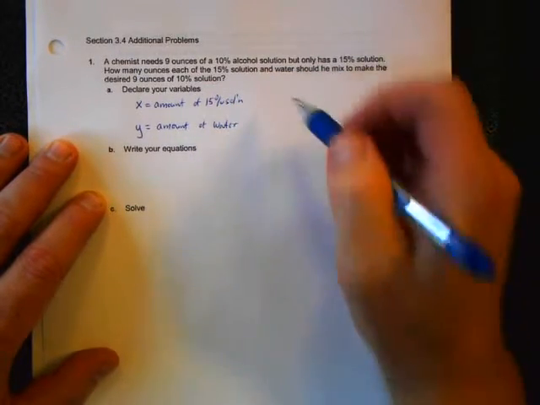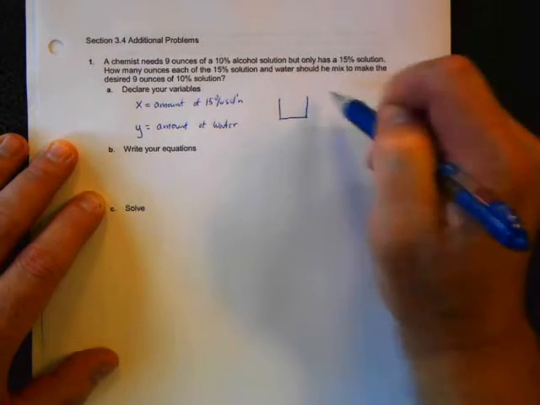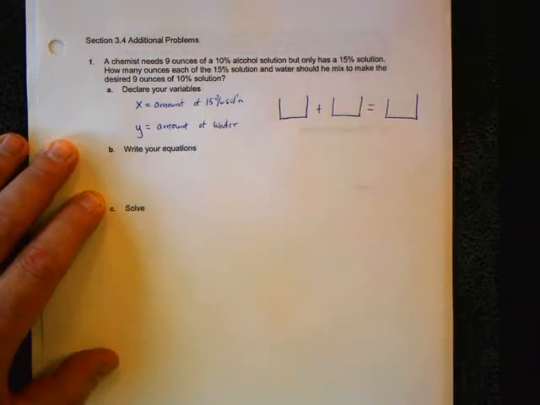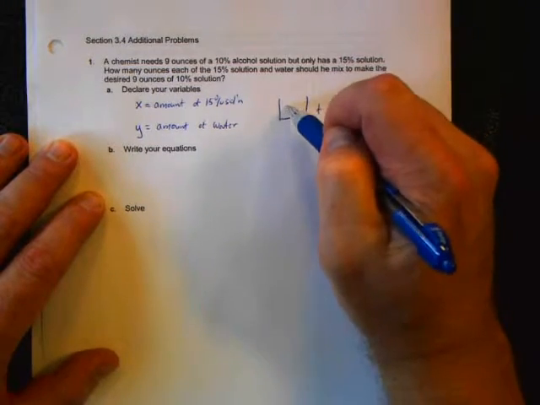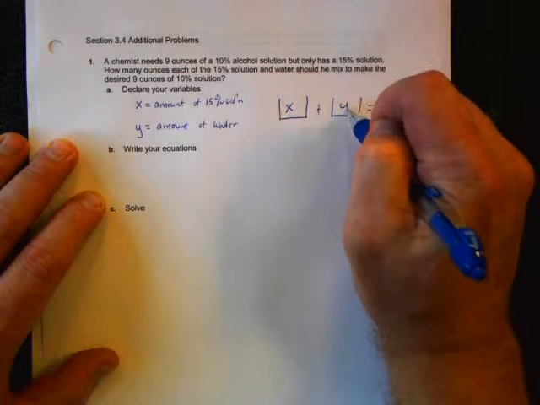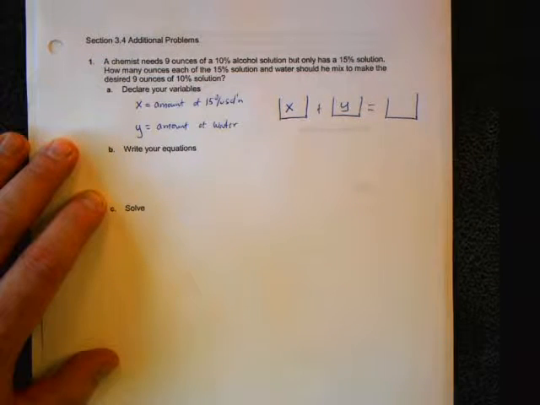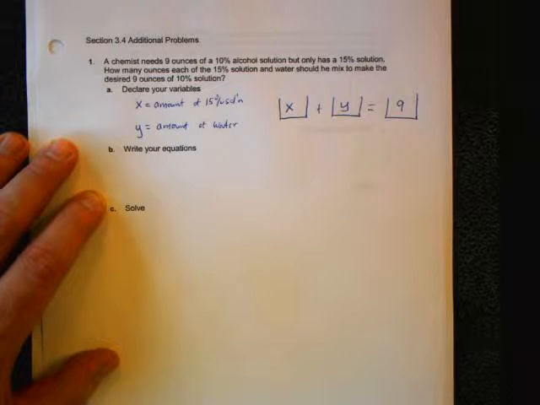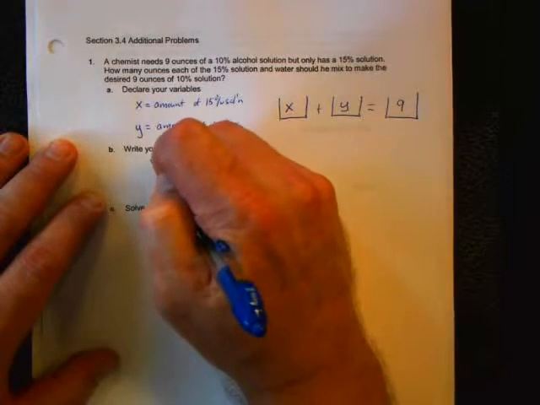All right, so you might remember before when we did these, we do little pictures like this. So we're starting with X amount of the 15% solution. We're going to dump in some water, so we're going to add water, that's Y. And when we get all done, what do we want to have? We want to have 9 ounces. So there's our first equation. Our first equation is X plus Y equals 9.